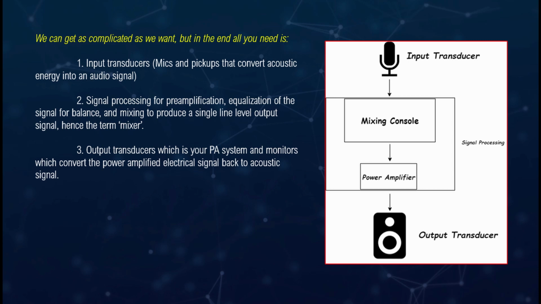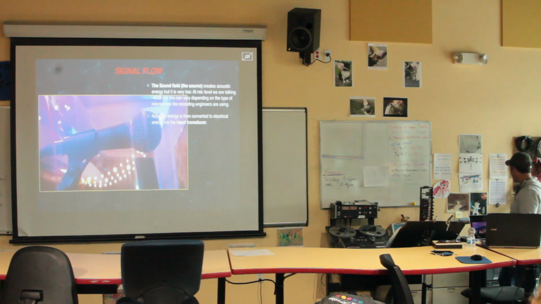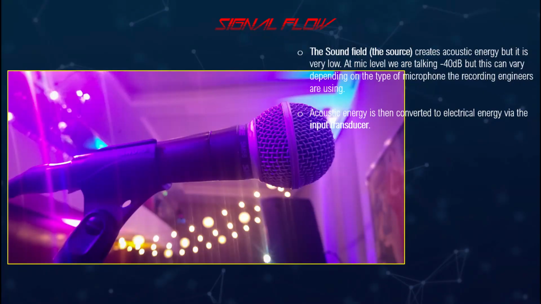So our signal flow basically is like this. We have our sound field, which is our source input, which creates this energy, but it's very, very low. Low to the level of about negative 40 dB on average, depending on what kind of mics you're using. And it can vary because there are certain mics that will process that signal a little bit higher. But for sake of argument, it's about negative 40 dB, which is inaudible to the ear.